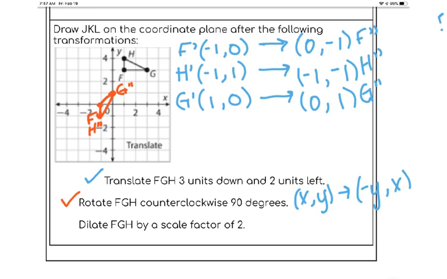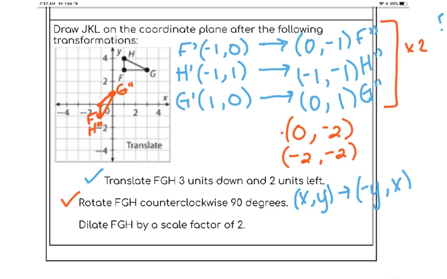Now we're going to dilate it by a scale factor of 2. So all of our sides are going to get larger by a scale factor of 2. So a way that you can do that is you can take all of these points here and multiply the x and y by 2. Okay, so 0 times 2 is going to be 0. Negative 1 times 2 is going to be negative 2. Negative 1 times 2, negative 2, negative 2. And last point, 0, 2. Okay, and those are going to be your new points after you've dilated them. So that is one way that you can do that.